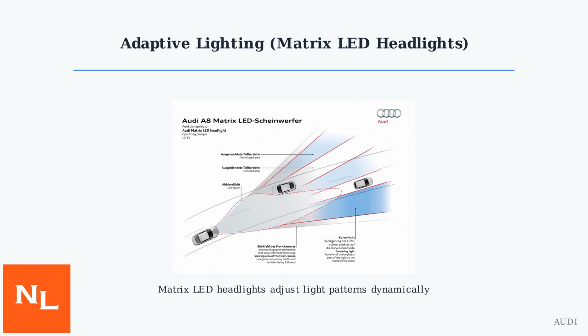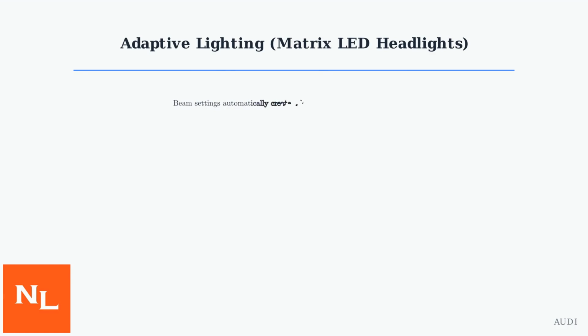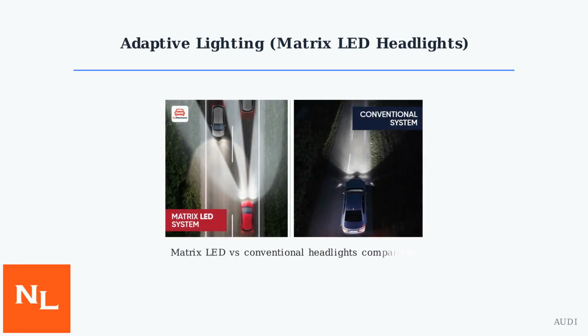maintaining optimal road visibility. The beam settings automatically create a corridor of light around obstacles, enhancing safety by illuminating the path while avoiding glare. Unlike conventional headlights that provide uniform illumination, matrix LED systems precisely control individual LED segments for targeted lighting that doesn't blind oncoming traffic.